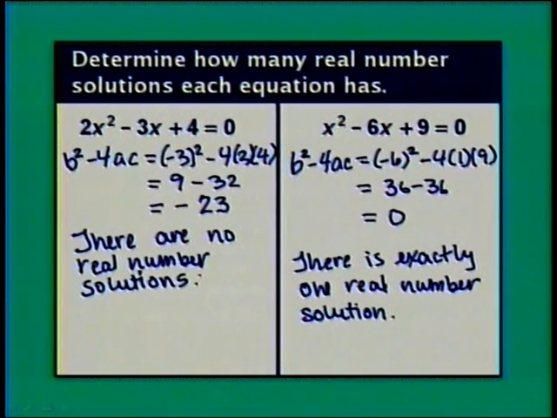You have to be careful in this type of problem, and remember that you're not finding the solution. When we looked at x squared minus 6x plus 9 equals 0, we weren't saying that the solution was 0, we were saying the discriminant is 0, and that told us that there was going to be 1 real number solution. We haven't found that solution.